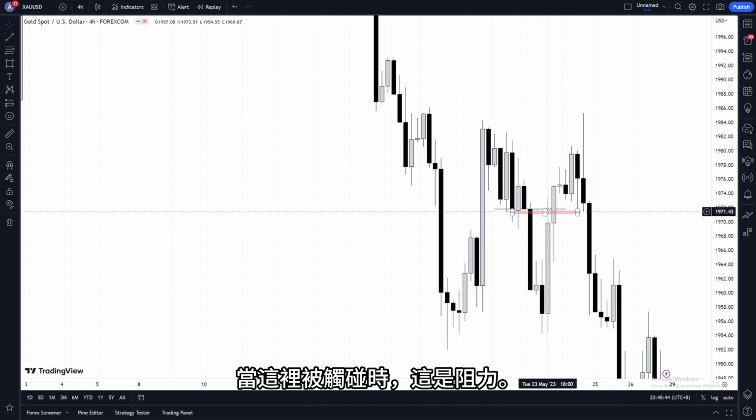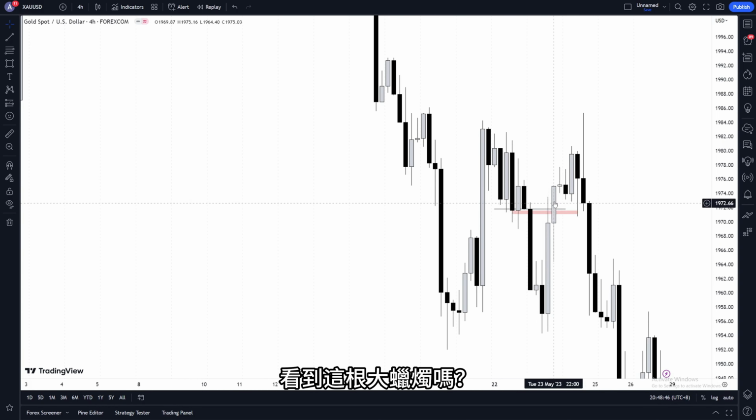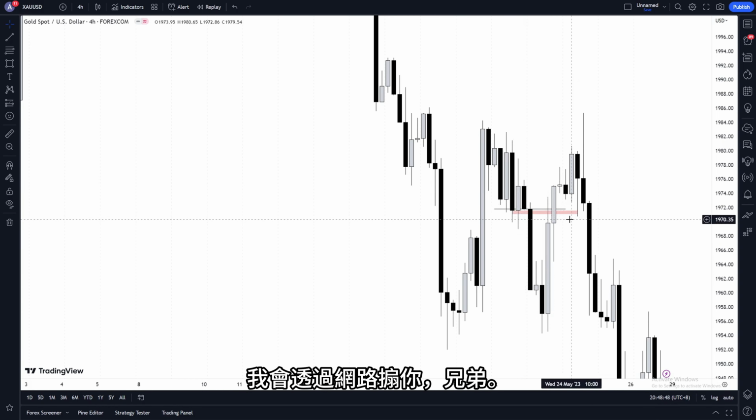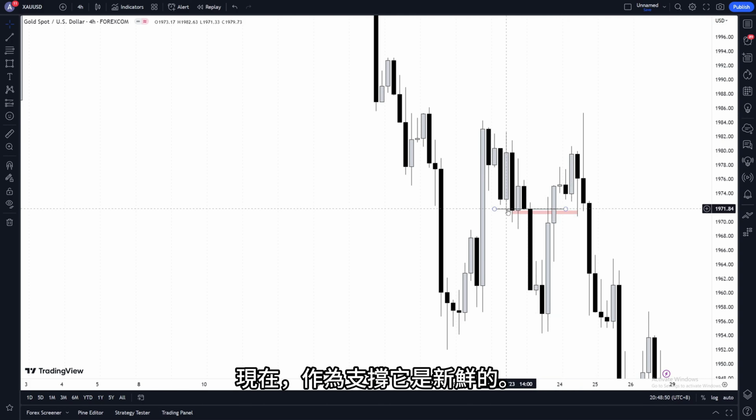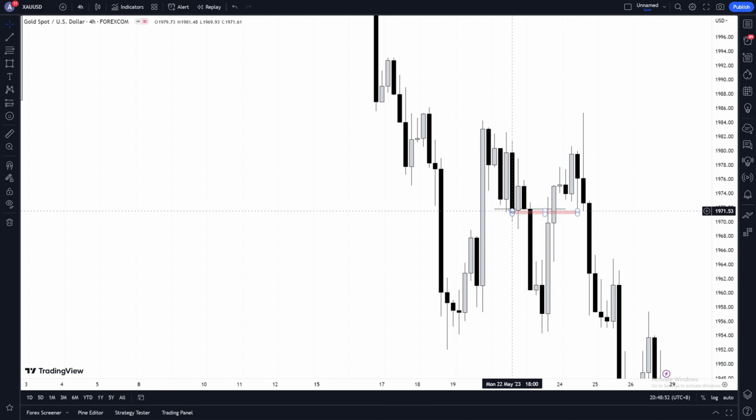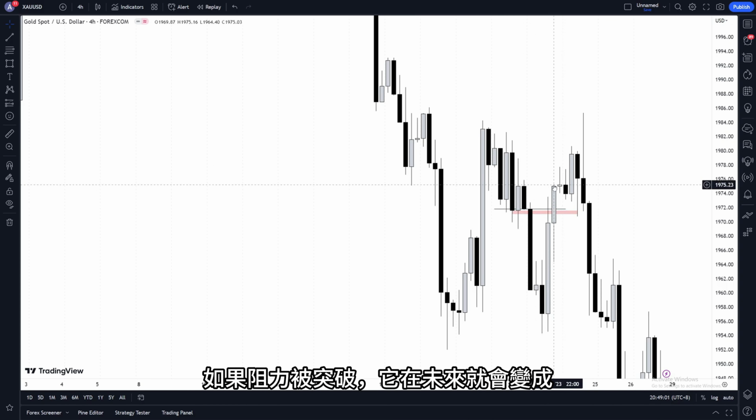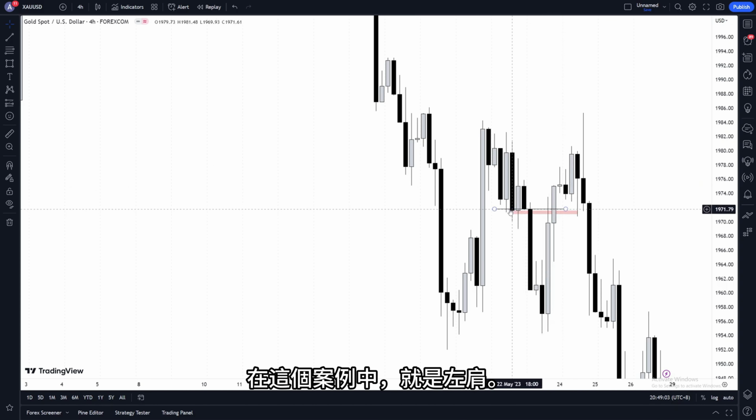This is a resistance where here this got tapped and then it got broken. See this big candle? It broke this. I'll slap you, bro. Through the screen, I'll do it. Okay, now this is fresh as a support. This was once a resistance. See, sell, buy, support breaks. This is now a resistance. Price comes, resists a little bit, but it breaks this resistance. If a resistance gets broken, it becomes a support in the future. In this case, it's a left shoulder.